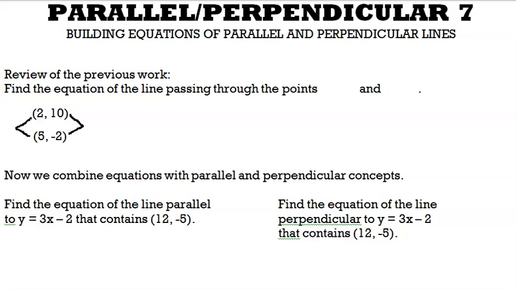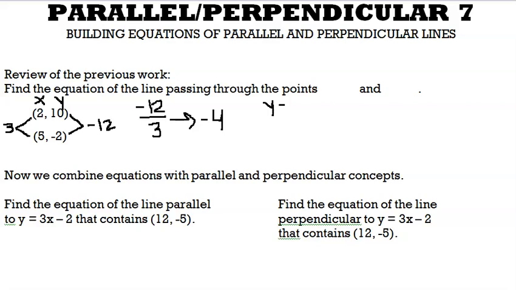So I think about a number line. If you were to go from +10 to -2 on a number line, you went down by 12 spaces. And if you went from 2 to 5, you went up by 3. Slope is rise over run. It's your change in y divided by your change in x. So that would be -12 divided by +3, which would be -4.